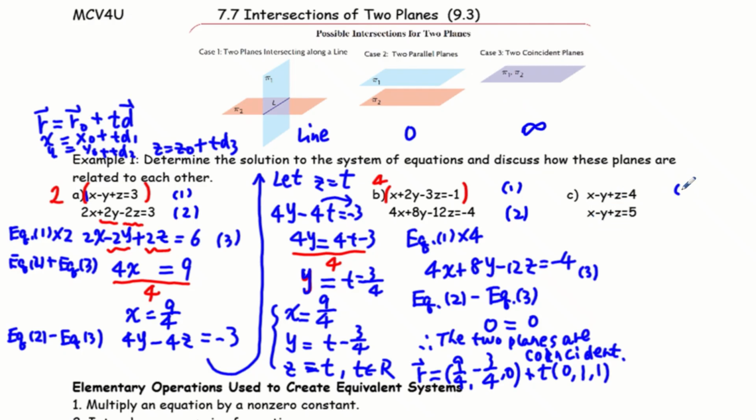And this is the last one. So x is the same, so we could just do equation 1 take away equation 2, then all the left side cancels out. The right side, 4 minus 5 gives us negative 1. This one is impossible. So what it means, we don't have any solutions, no intersections of the two planes. Only one case will explain it. It means the two planes are parallel.